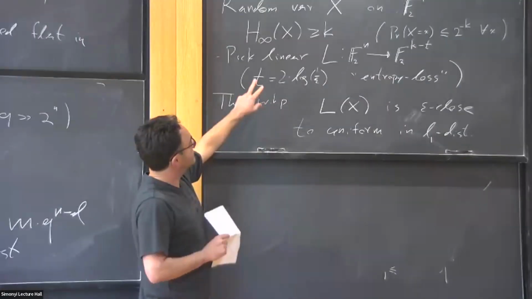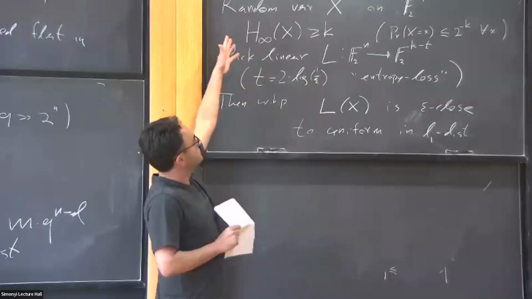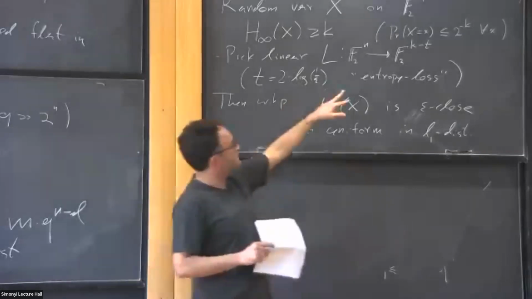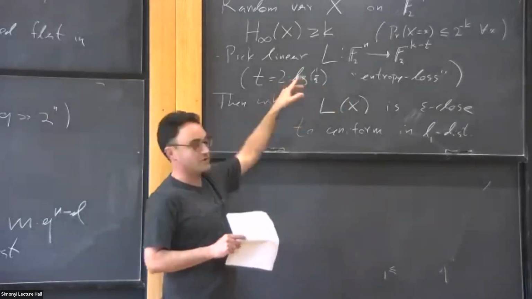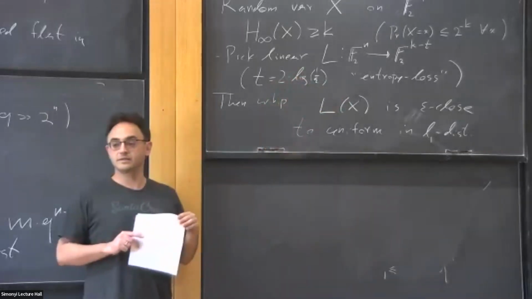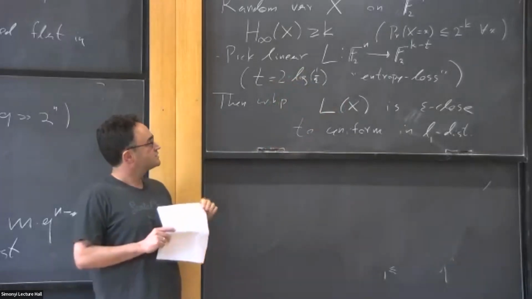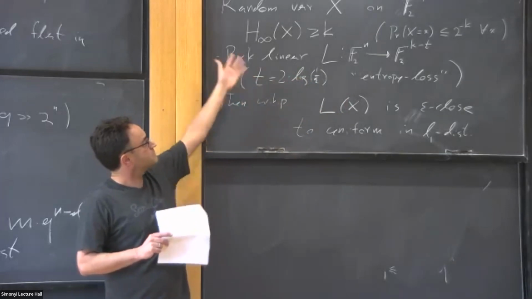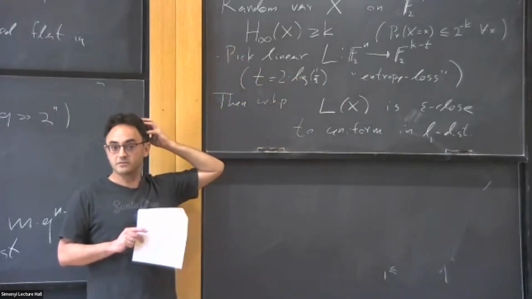It says that if you take a distribution with k bits of entropy and you hash it down to k minus 2 log 1 over epsilon bits, you get something that's close to uniform, without knowing anything about x. It can be any distribution. So this is very useful.